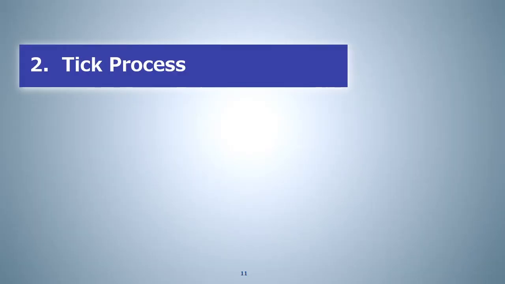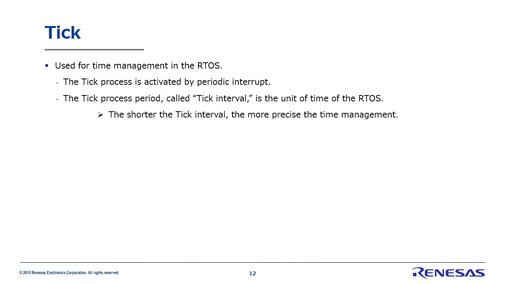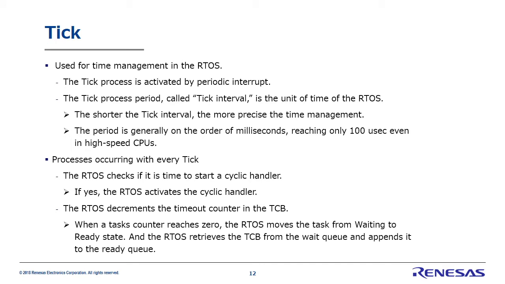The next topic is the tick process. The tick process is used for time management in the RTOS, so it has to be executed at fixed intervals. What this means is that the tick process is activated by periodic interrupts. This interval is called the tick interval. The shorter the tick interval is, the more precisely processing time can be managed. However, since the tick process itself causes a lot of overhead for the API, normally it is on the order of 1 millisecond, and even with a high-speed CPU, it can only be shortened to around 100 microseconds at best. Processes using time management performed through the tick process are the cyclic handler activation and timeout.